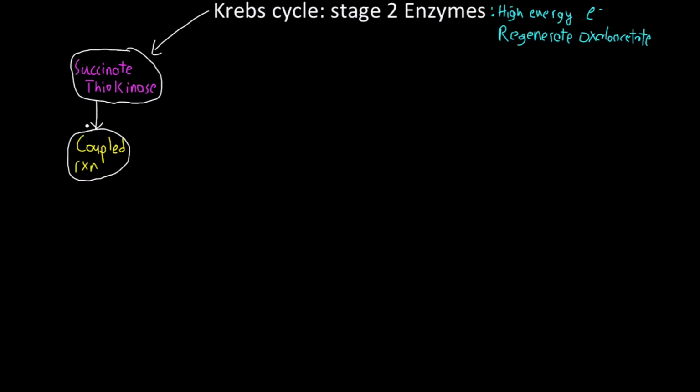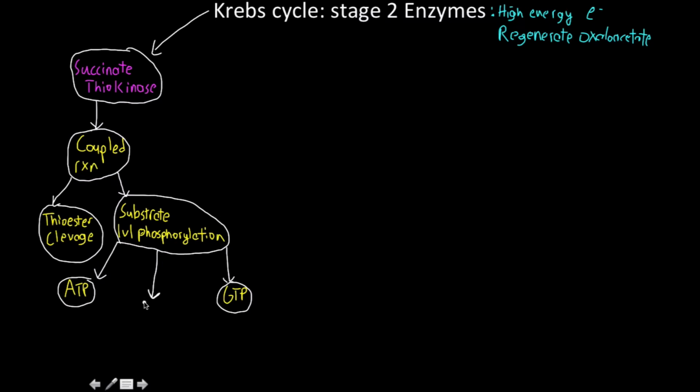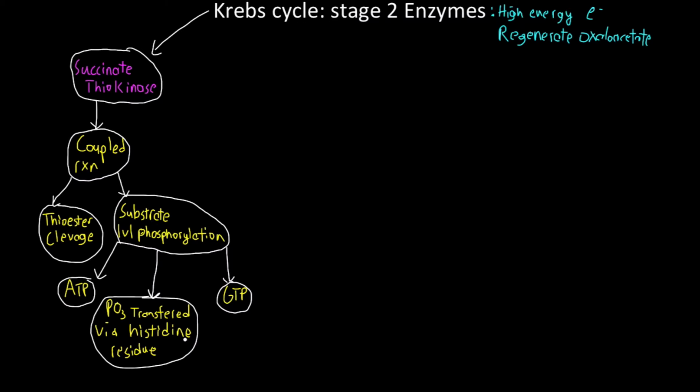In this context, though, succinate thiokinase is going to couple the cleavage of the thioester with substrate level phosphorylation to give us ATP or GTP, depending on the type of cell. I also wanted to note that the phosphate group is transferred from one to the next via a histidine, which shouldn't surprise you too much. Remember, histidine has a nitrogen with a lone pair of electrons that can act as a nucleophile at the phosphate group. That's not so important as understanding that we're generating ATP out of that reaction.